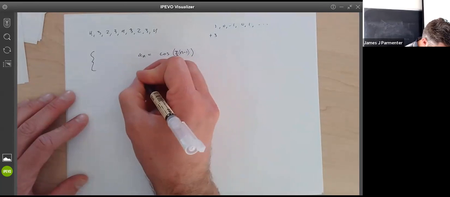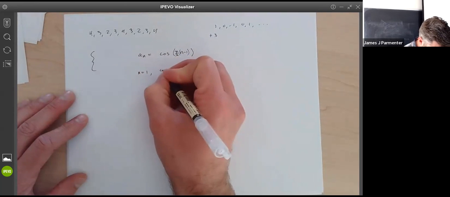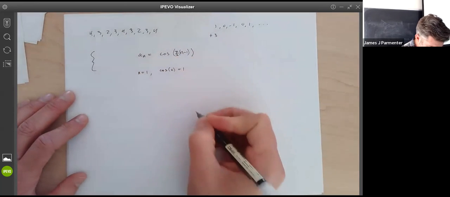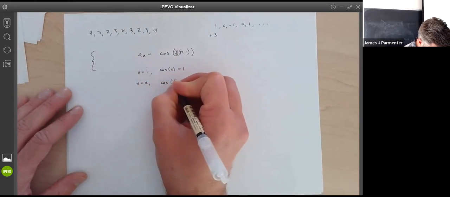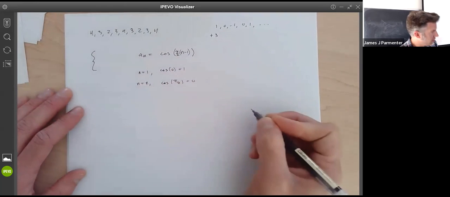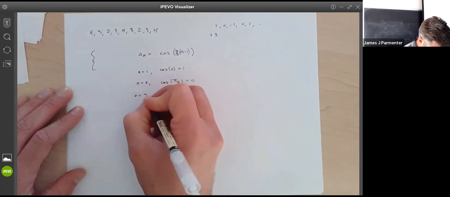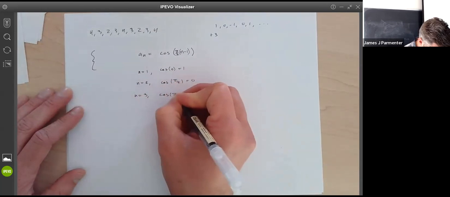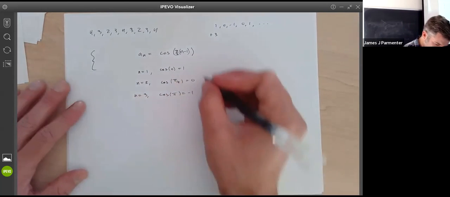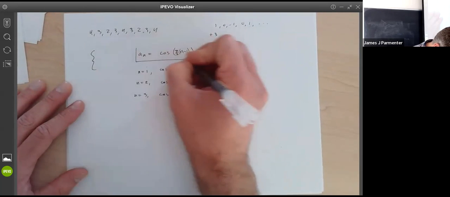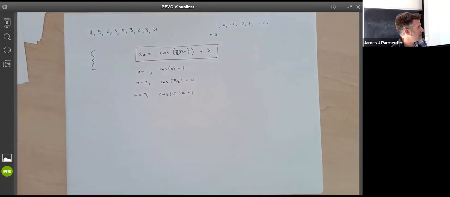If we plug in n equal to 1, we get cosine of 0, which is 1. If we plug in n equal to 2, we get cosine of pi over 2, which is 0. If we plug in n equal to 3, we get cosine of pi, which is negative 1. But we need to add 3. I bet sine would have also worked just fine. No, I think you go ahead.